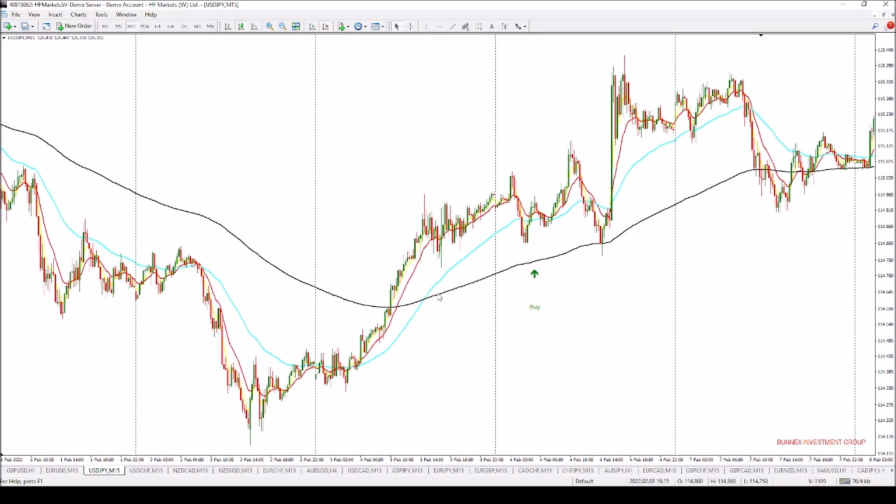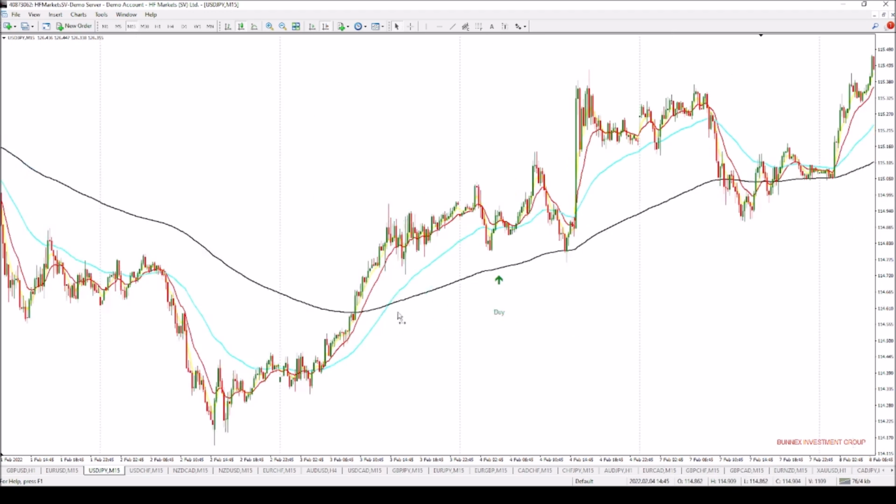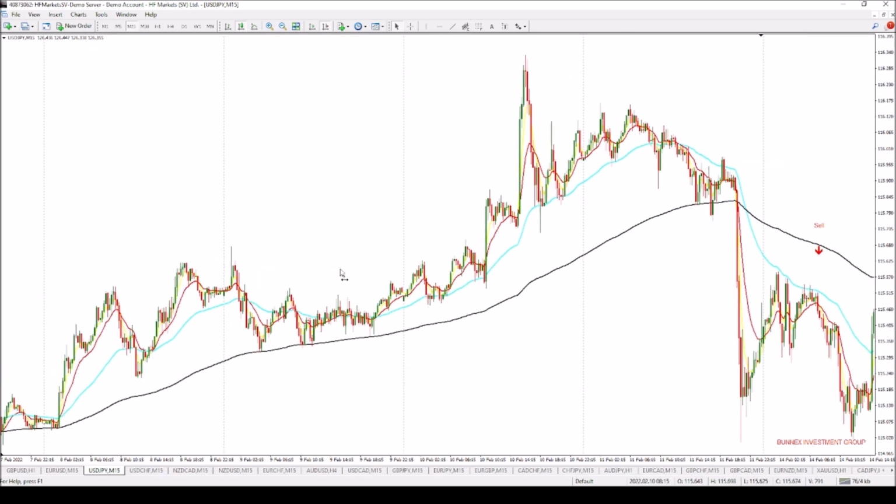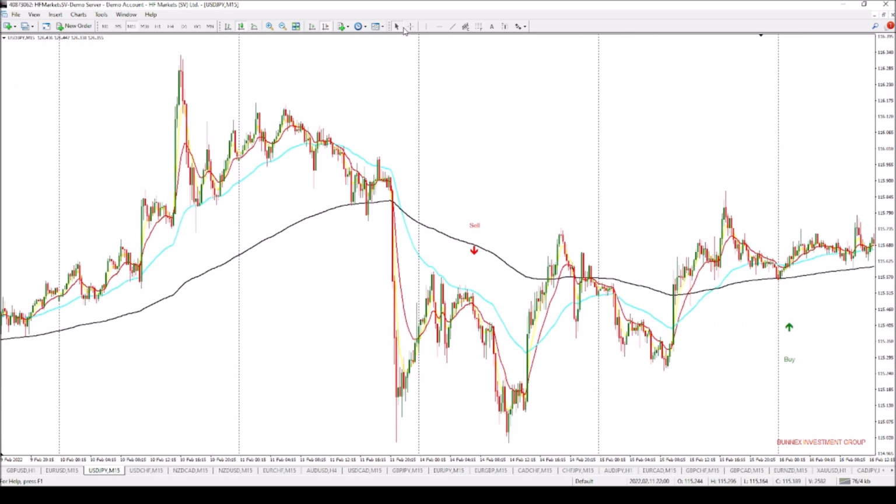The 50-200 EMA crossover occurred on the prior day. Then after that, we had this signal. It was also a winning signal: stop loss above structure and take profit at 35 pips. These signals do not repaint. They are based on closed candles.